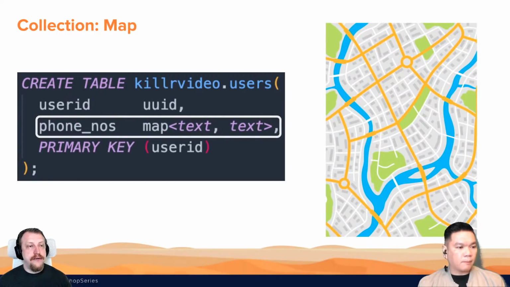Collection map. Map is a very simple concept. Then you're creating a table, like in this case, we will store phone numbers. Every person may have multiple phone numbers like home, work, mobile phone, maybe something else. So you may want to store phone numbers in a map. And in this case, we have map type text. First field specifies the type of the key. Second field specifies the type of the value. In this case, key will be text and value will be text.